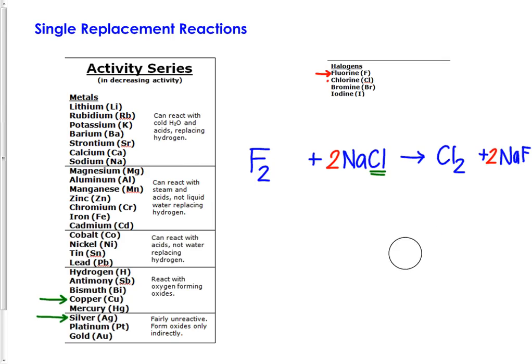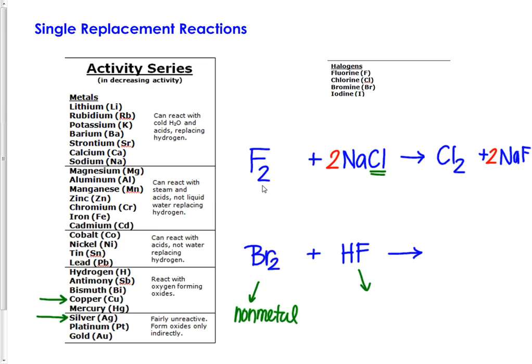Now, if we use a different equation, let's do Br2 reacting with HF. Again, Br2 is a nonmetal. And in this case, he's going to try to replace the element that he's most like, which is fluorine. But let's look at where they live on the activity series. Bromine is below fluorine, so this reaction cannot happen. Bromine is not strong enough to push fluorine out.